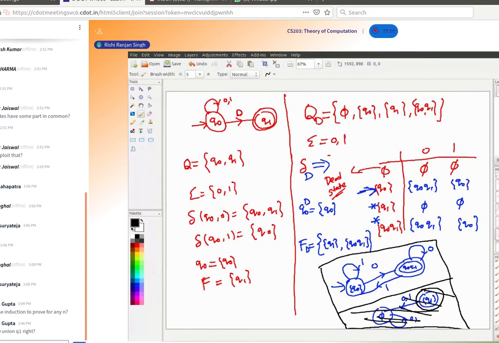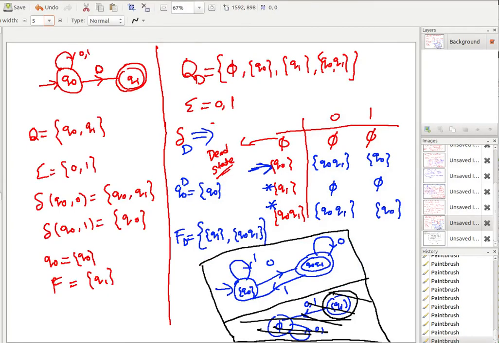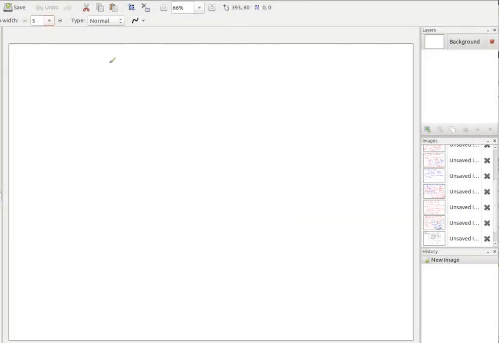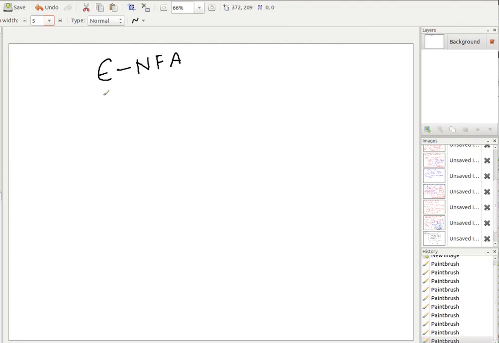Okay, so no questions. Then let me just give you a quick intro to the next concept, which is called ENFA. What is ENFA? So there was DFA, then we studied NFA.